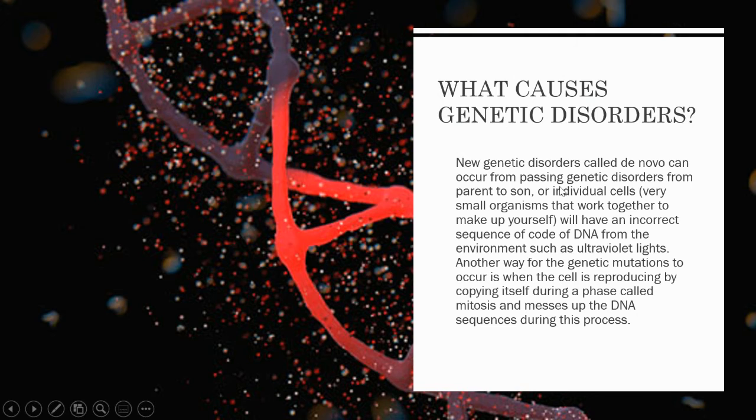What causes genetic disorders? New genetic disorders can be passed down through parents, called hereditary, or individual cells could be affected through environment like radiation or UV light. Or, and a very important option is, cells could have an error while reproducing, causing the DNA to have errors.